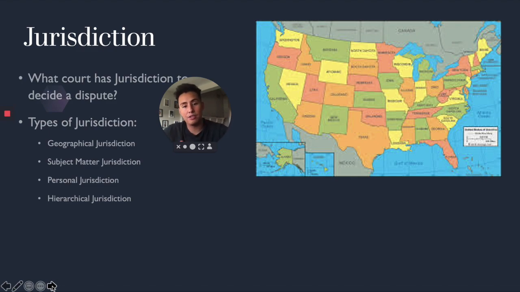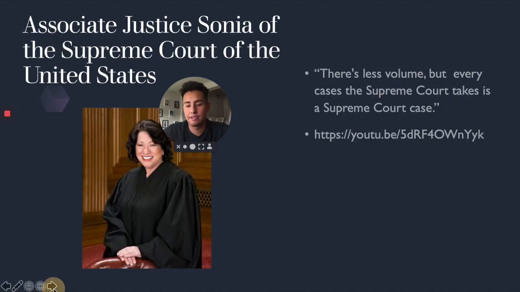So then we have the jurisdiction. Jurisdiction basically decides a dispute. For example, California can hear cases in Montana, Montana can hear cases in California. There are types of jurisdiction, for example, geographical jurisdiction, subject matter jurisdiction, personal jurisdiction, hierarchical jurisdiction, and also on the slide we'll be looking at a case.